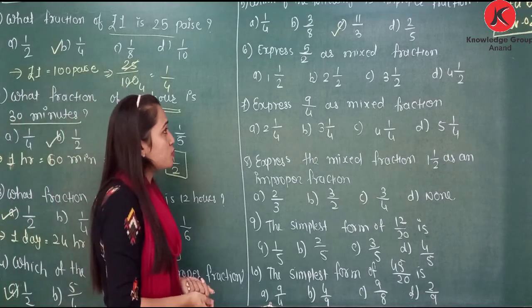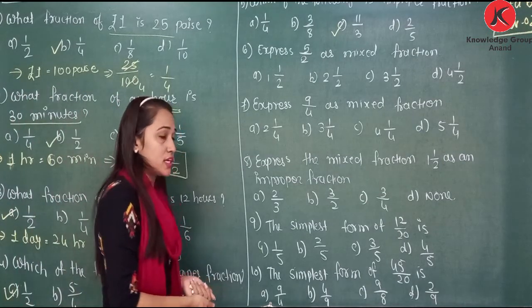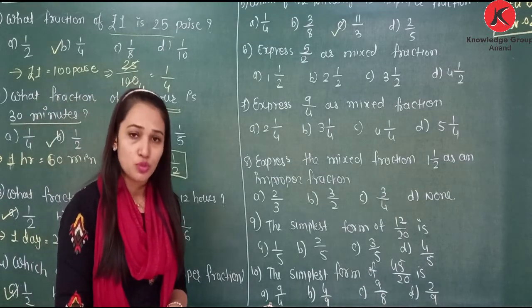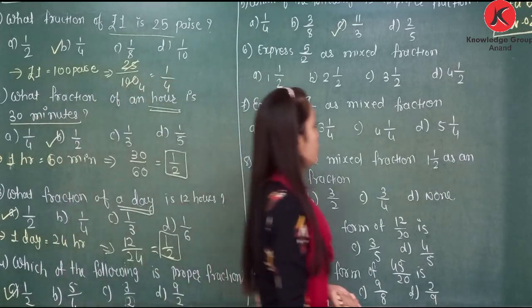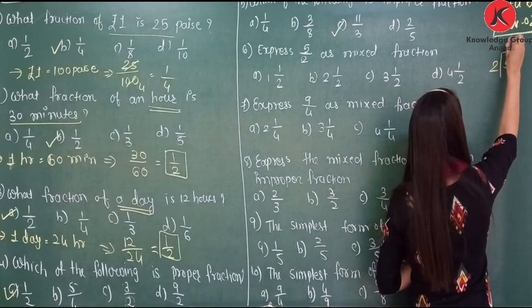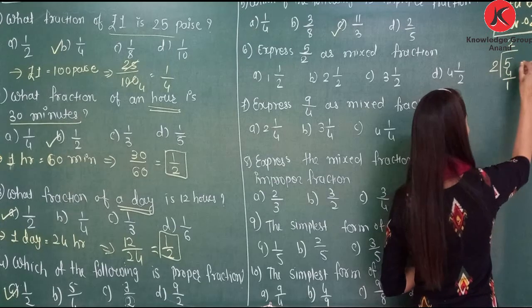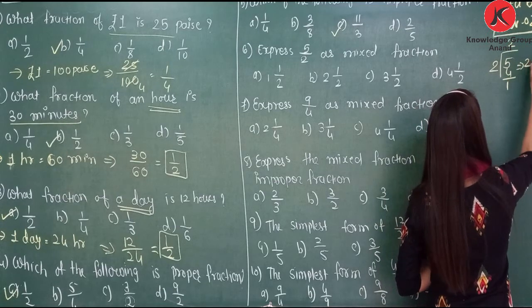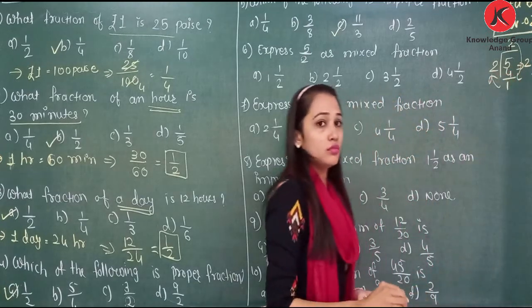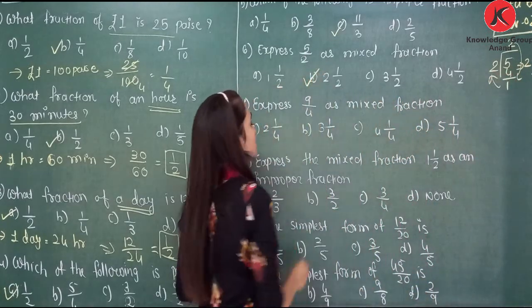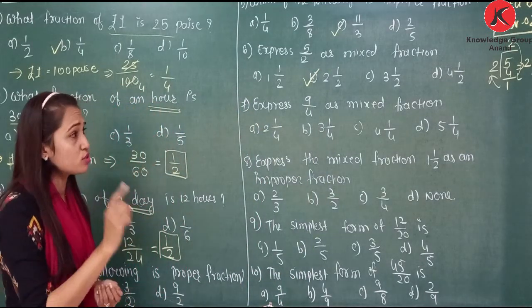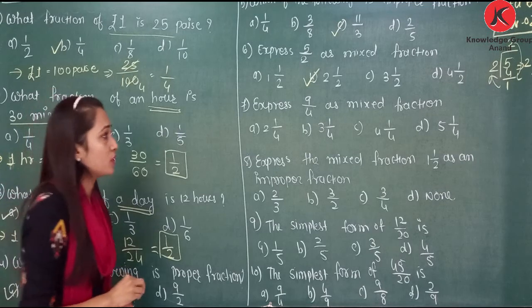Next, express 5 by 2 as a mixed fraction. Again we also learned how to convert an improper fraction into a mixed fraction. So let's find 5 by 2 as a mixed fraction. Divide 5 by 2, so 2 2s are 4, remainder 1. So it is 2 1 by 2. Write the denominator the same. So the answer is 2 1 by 2. That is option B. Now next, you need to write the option also with solution in your notebook.